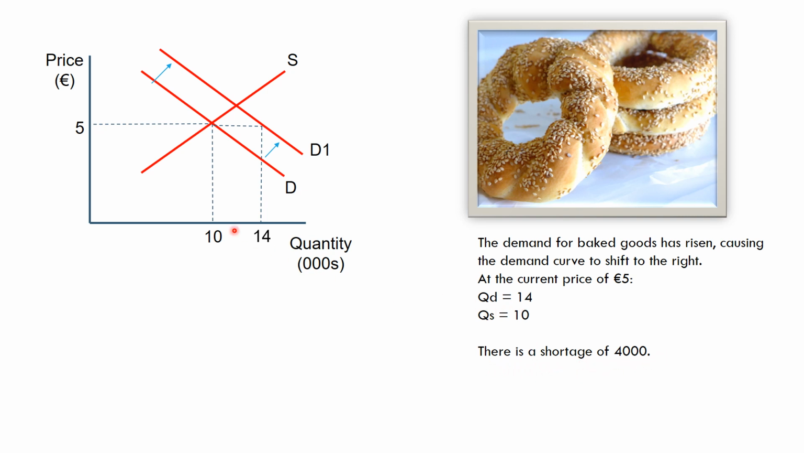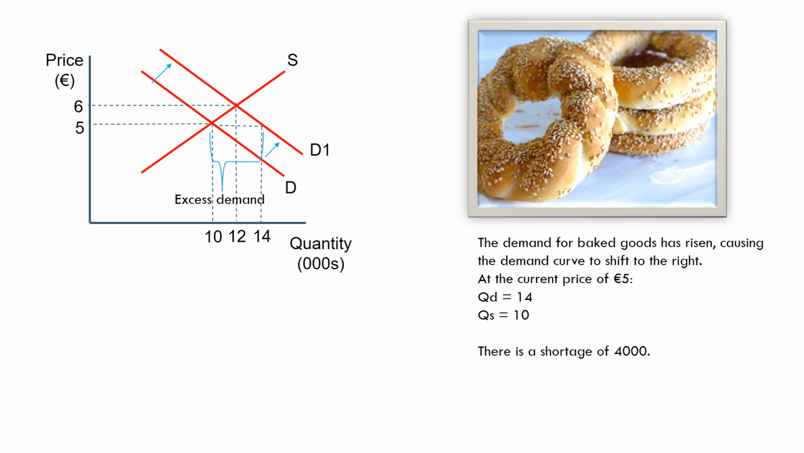The quantity demanded is 14,000. The quantity being produced is only 10,000. So our market is not in equilibrium. There is not a clearing price here because there is a shortage of 4,000 of these baked products. Now, what would we expect to happen if there's a shortage, if more people want to buy them? There's demand for 14,000, but only 10,000 exists. We would expect the price to rise to eliminate this excess demand.